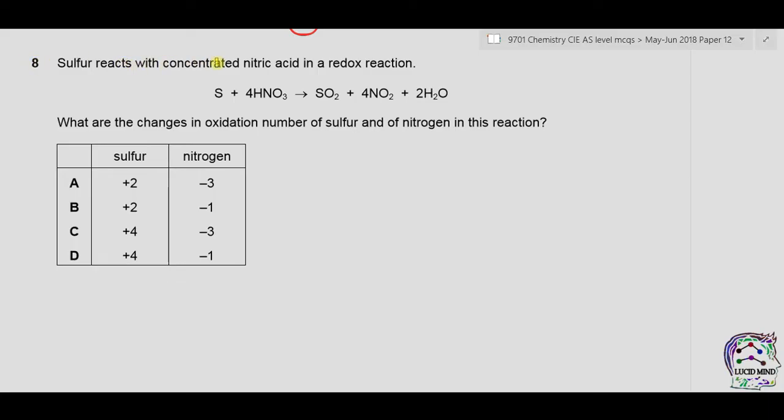Question 8. Sulfur reacts with concentrated nitric acid in a redox reaction. We have sulfur and HNO3, and sulfur dioxide, NO2 and water are formed. What are the changes in oxidation number of sulfur and of nitrogen in this reaction? Let's first find out the oxidation states. Sulfur is in the form of an element, so the oxidation state is 0. Then we have SO2. In SO2, we have 1 sulfur and 2 oxygen. The oxidation state of 1 oxygen is negative 2, so for 2 it will be negative 4. Overall charge is 0, so sulfur equals plus 4. So from 0 to plus 4, the change in oxidation state of sulfur is plus 4.